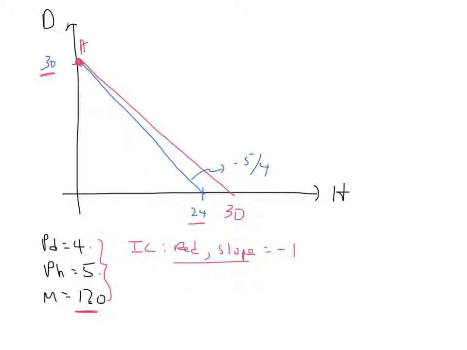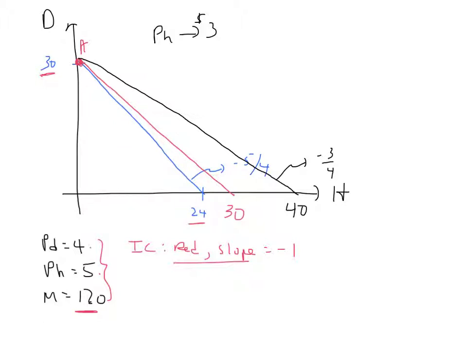So next we're going to allow pH to go to $3 a unit. So pH is actually falling from 5 to 3. If that happens, then the budget is going to rotate out. And we'll hit the axis at 40 now. The slope is -3/4.